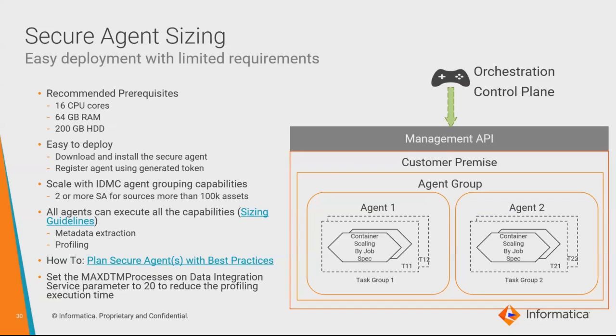However, if you plan to use the same secure agent for both CDI as well as the data governance jobs, the secure agent needs to be sized accordingly, and the time schedule should be set up so both CDI and Metadata Command Center jobs don't coincide with each other. Also, we recommend setting the max DTM process to 20 so as to improve the profiling execution time. We'll discuss this in a little more detail in our upcoming slides.